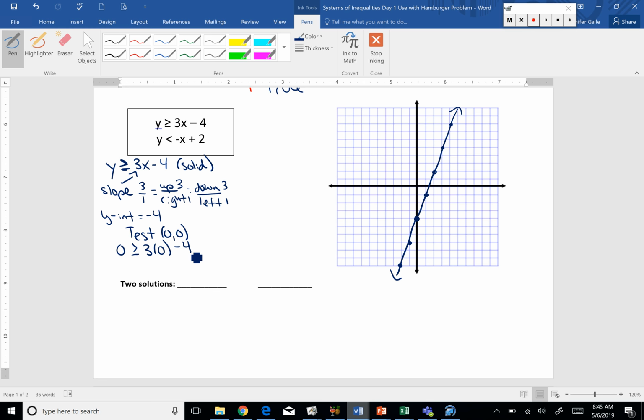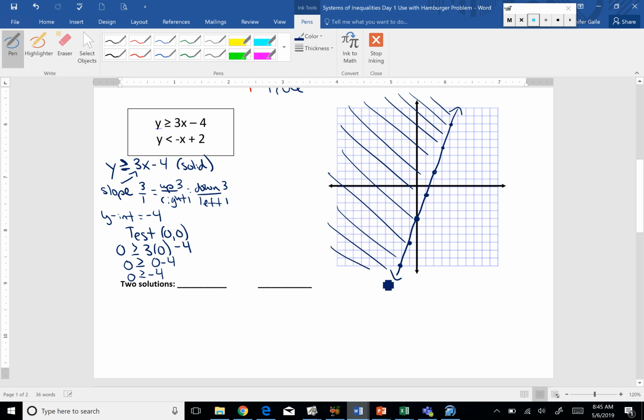We end up with, is 0 greater than or equal to 0 minus 4? Is 0 greater than or equal to -4? Yes, it is. 0 is bigger than -4, so I'm going to shade the side of the line that has 0, 0, because it made my inequality true.